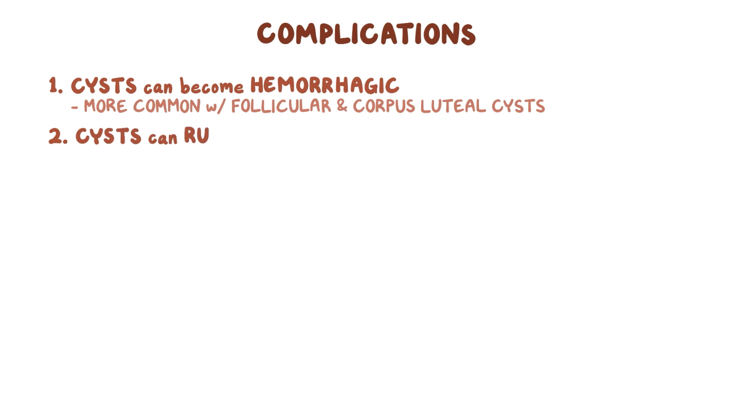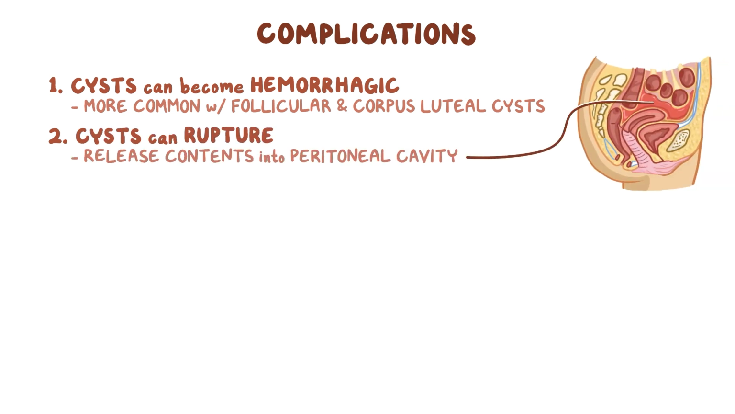Second, some cysts can rupture, which will release their contents into the peritoneal cavity. This can be pretty irritating for the peritoneal cavity. Think, for example, of a dermoid cyst with its mixture of tissues like hair and sebaceous fluid. That's not something the peritoneal cavity is meant to handle. Rupture can happen spontaneously, but more frequently it happens after sexual intercourse.